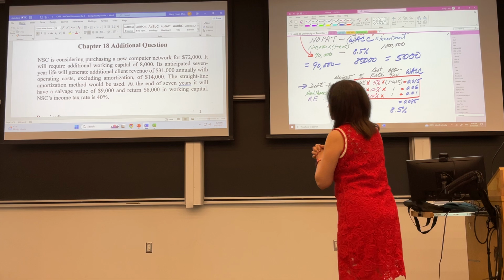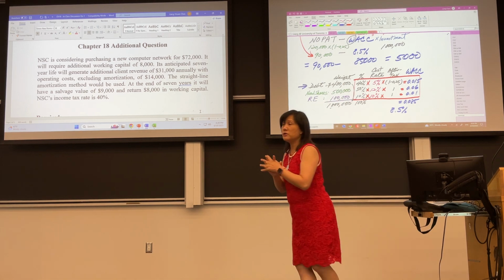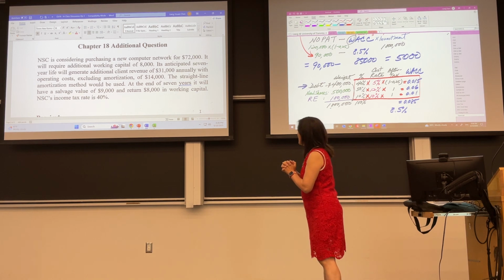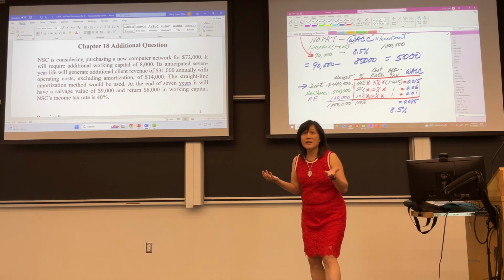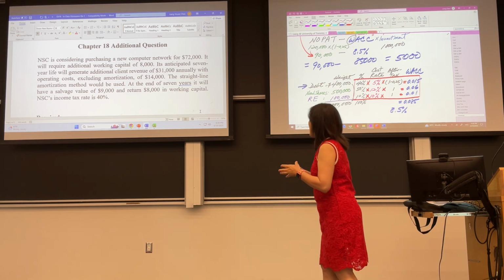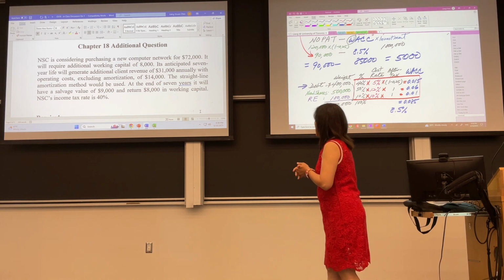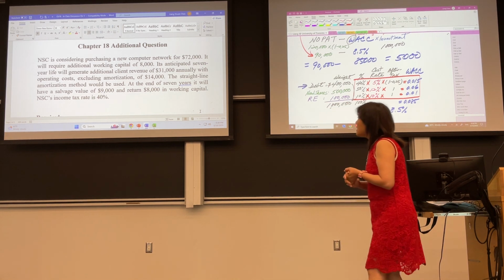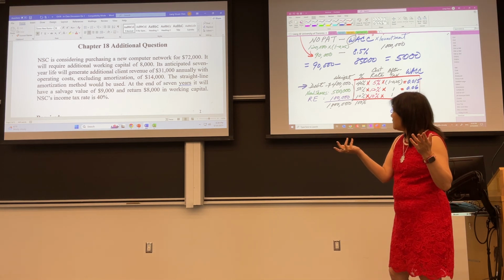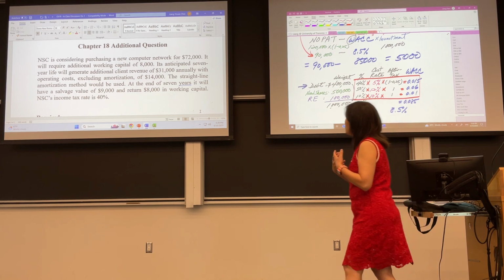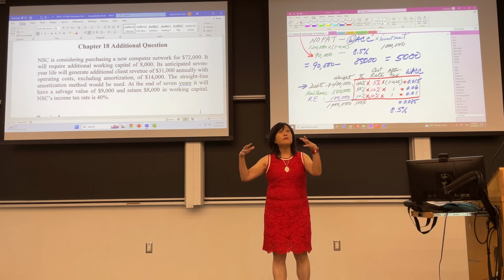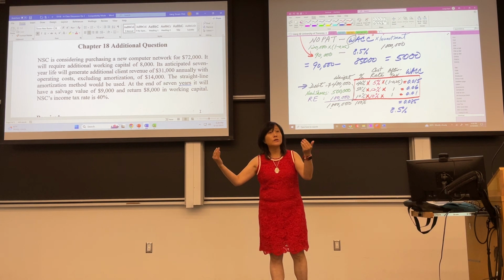NSC is considering purchasing a new computer network for $72,000. It will require additional working capital, so you have to pay more money for working capital, $8,000 in the beginning. It's anticipated to have a 7-year life, so they're going to use this network for 7 years. It will generate additional client revenue of $31,000. Read this question very carefully. You're going to have a revenue of $31,000. What's the expenses?